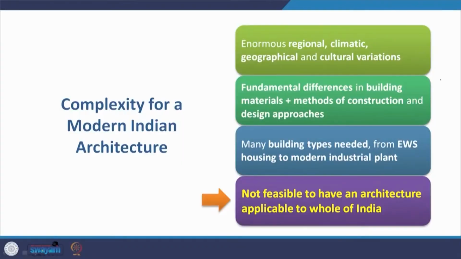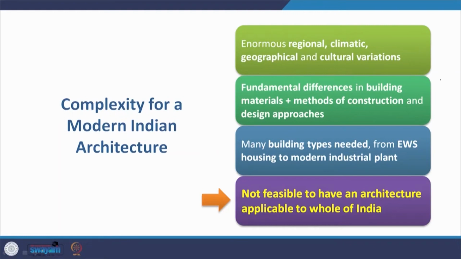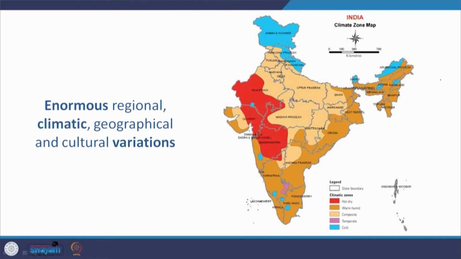There are fundamental differences in building materials, methods of construction and design approaches in different regions of India, right from traditional vernacular architecture. And many building types are needed today, and that is the need of a modern India, from economically weaker section housing to modern industrial plants and corporate buildings. Therefore, because of these vast variations in building typology, regional, cultural, climatic and topographical variations, it is not feasible to have an architecture that is applicable to the whole of India. What are these variations? There are enormous climatic variations. We are talking about a climate zone map where we have hot and dry, warm and humid, composite.